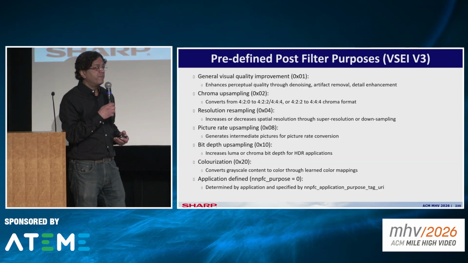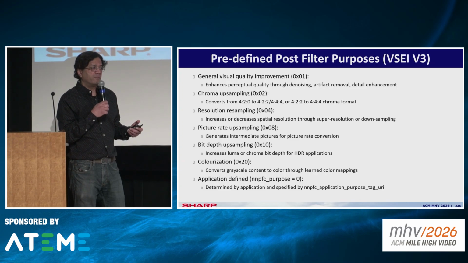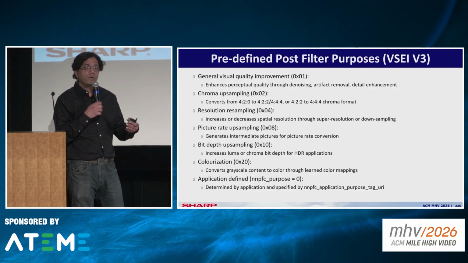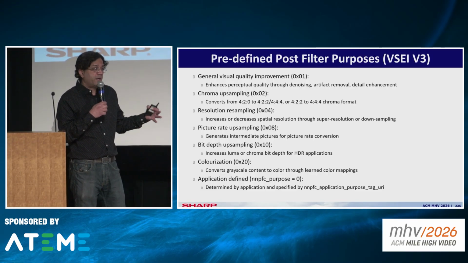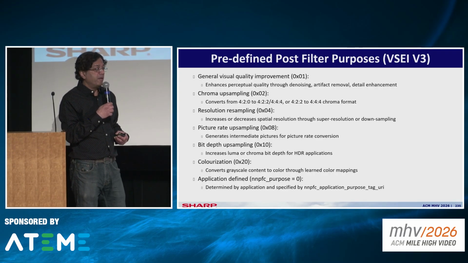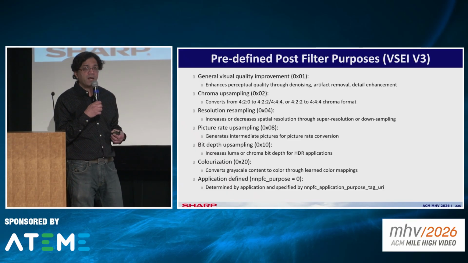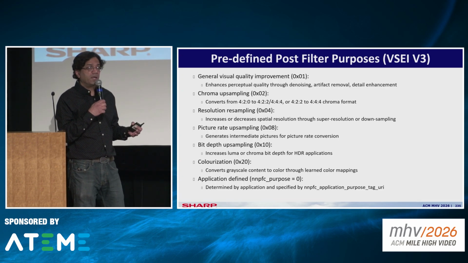So here are the predefined post filter purposes in version 3. So there is a general quality improvement. Then there is a chroma upsampling, resolution resampling, so upsampling or downsampling of resolution, including super resolution, for example. Picture rate upsampling going from 60 hertz to 120 hertz, or any kind of picture rate upsampling. Bit depth upsampling going from 8 bit to 10 bits. Colorization going from black and white videos to color videos, and an application defined purpose where you have your own NNPF, which turns every picture into a cartoon. Well, use an application-defined purpose for that.